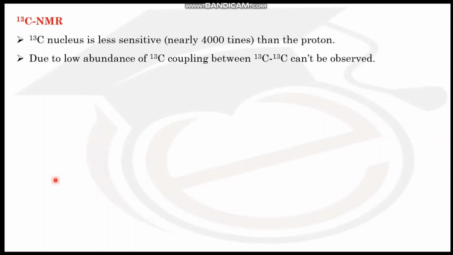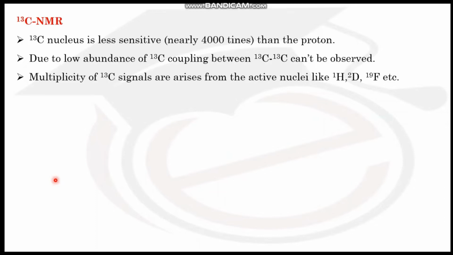Also, due to the low abundance of C13, there will be no coupling between two carbons. If different carbons are there, they will give different signals, but one type of carbon cannot split another type of carbon. Where the multiplicity comes from is the other active nuclei present in that molecule.